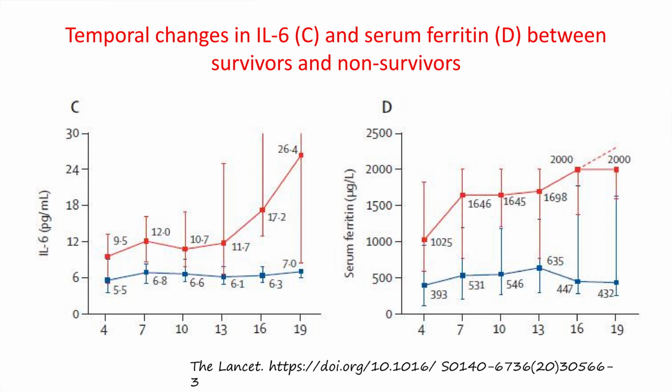And this shows the interleukin-6 and serum ferritin. In a very similar profile, you can see in the non-survivor, both interleukin-6 and serum ferritin are progressively increasing dramatically compared with the survivor. It's stable, it's at low levels.